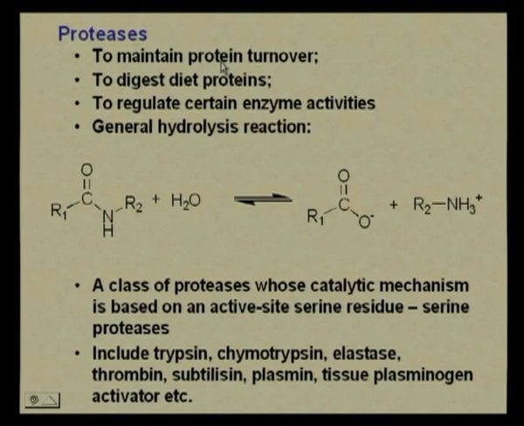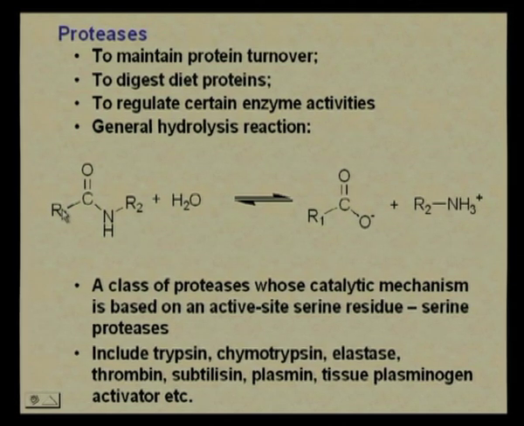They are essential. They are also essential because they have to digest the proteins that we take in the diet, because we consume proteins every day, and these proteins have to be broken down into smaller units. Okay. So these proteases are specific types of enzymes that break the peptide bond, and they are also essential to regulate certain enzymatic activities. Now, what do we have? We have a general hydrolysis reaction.